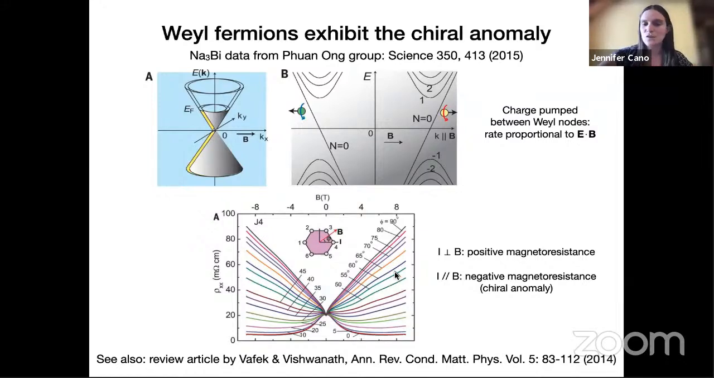If we go to 90 degrees, you can see that the shape of these curves completely changes. E dot B is zero at exactly 90 degrees. And there we get more normal magnetoresistance, which is as you turn up the B field, the resistance increases, electrons become more localized. So the point of me showing you this is to show that when people talk about negative magnetoresistance, that's a defining feature of Weyl fermions, and these are the types of plots that it's referring to.